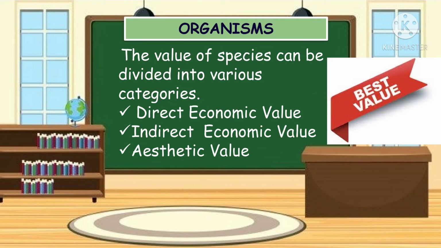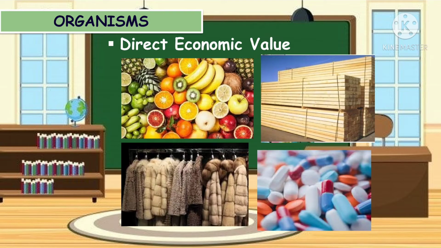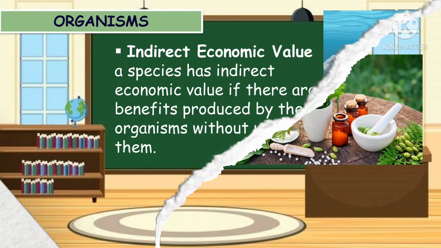The first one is direct economic value, the second one is indirect economic value, and the third one is aesthetic value. Let's first talk about direct economic value. A species is considered to have direct economic value if its products are a source of food, medicine, clothing, shelter, and energy. An example of this is that some medicines being used nowadays have formulations extracted from plants or animals.